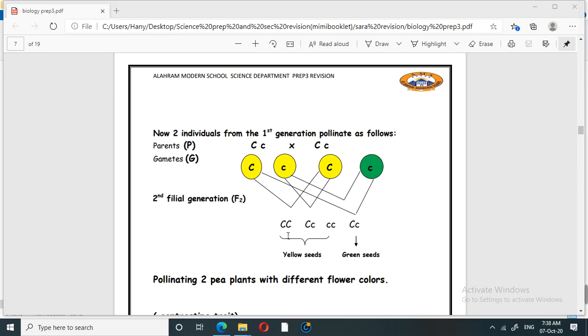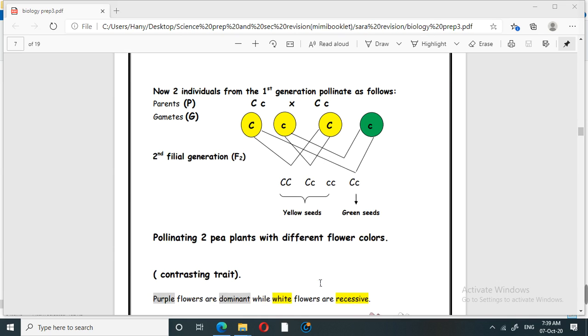One of them is yellow, C capital C capital. The second is also yellow. The third is also yellow. This is yellow. It's a mistake here. This is also yellow, C capital C small, because we started with the dominant character, C capital, so it's yellow. And C small here is the green seed. So the ratio will be 3 dominant to 1 recessive, 3 yellow to 1 green, or 75% yellow to 25% green.